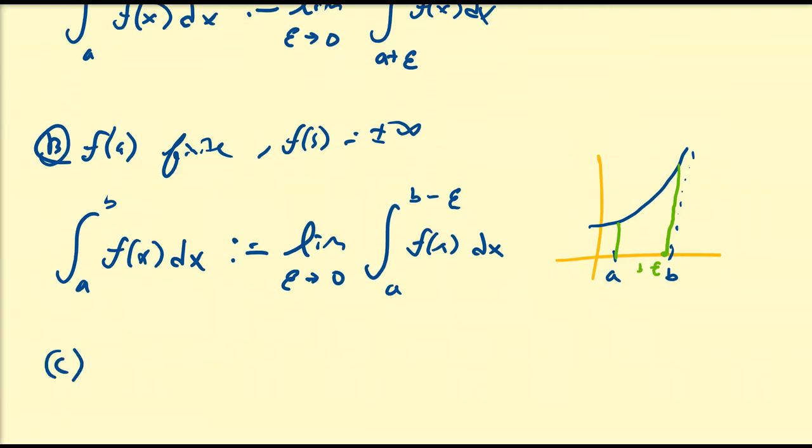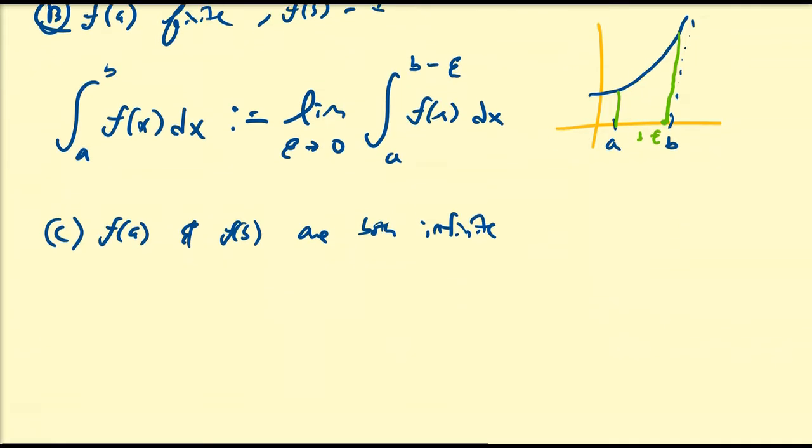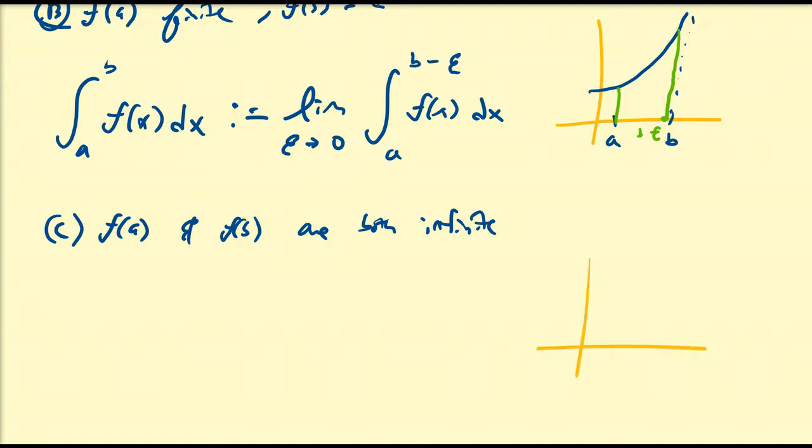And case C, let's assume that f of a and f of b are both infinite. In terms of a graph, what would that look like? That means we have a vertical asymptote here, a vertical asymptote there, and we're considering a curve such as that. Secant or cosecant would be common functions. And we're interested in the integral under that curve between a and b. So we're going to approach a from the right-hand side, and approach b from the left-hand side.